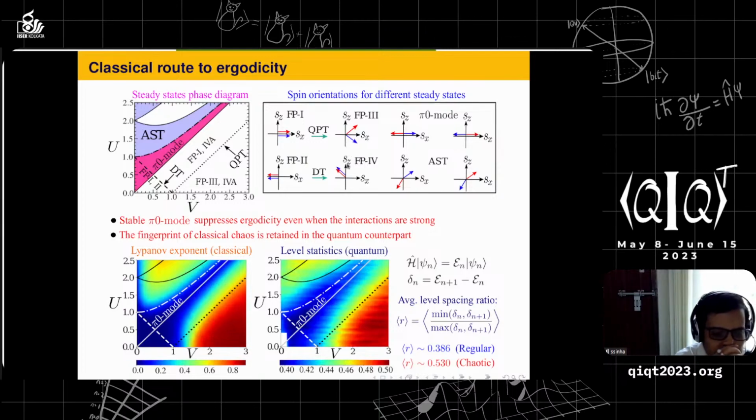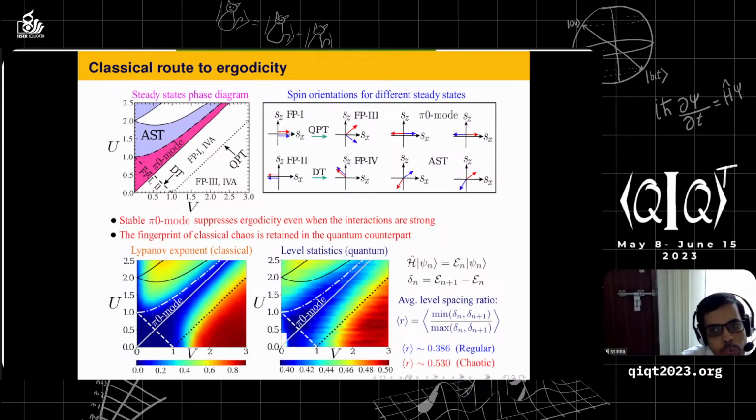Typically in these types of systems, in the Josephson or the collective spin models, like the LMG type of spin model that we are considering here, there is something like a Z2 symmetry, because of which we mostly see this pitchfork bifurcation. So this is the dynamical quantum phase transition, etc.